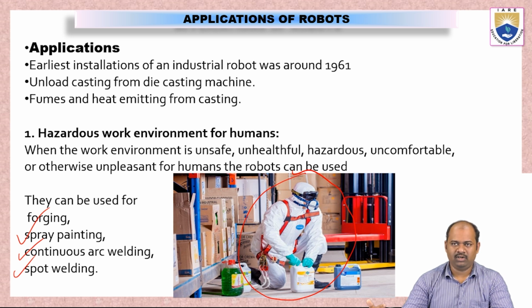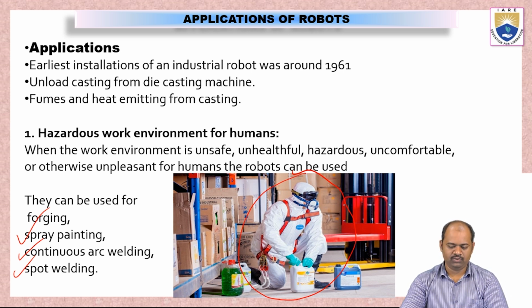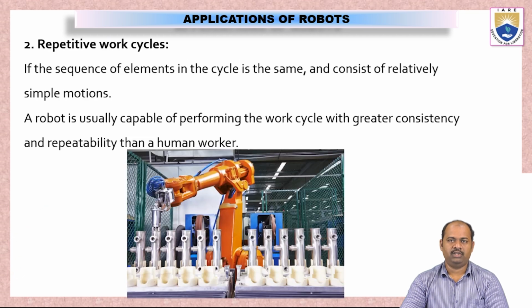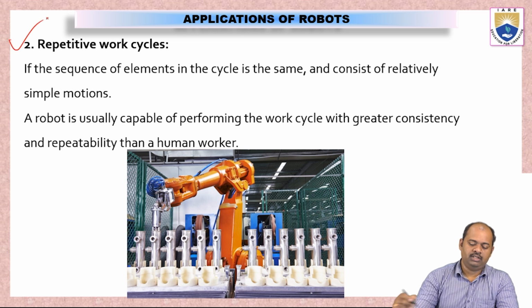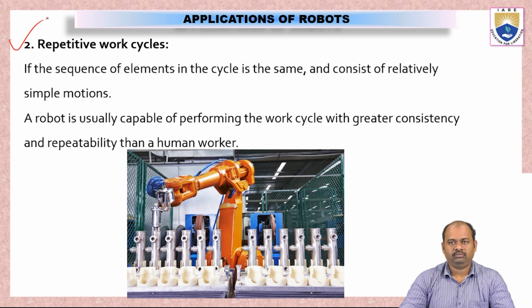Now we'll see in detail what these operations are and how robots can be used to do this particular operation. The second kind of application is repetitive work cycles. In this picture, we can see a robot working on similar items, like 10 to 12 items being manufactured, and they have the same dimensions and shape. The robot has to do some kind of operation on all these objects repeatedly.